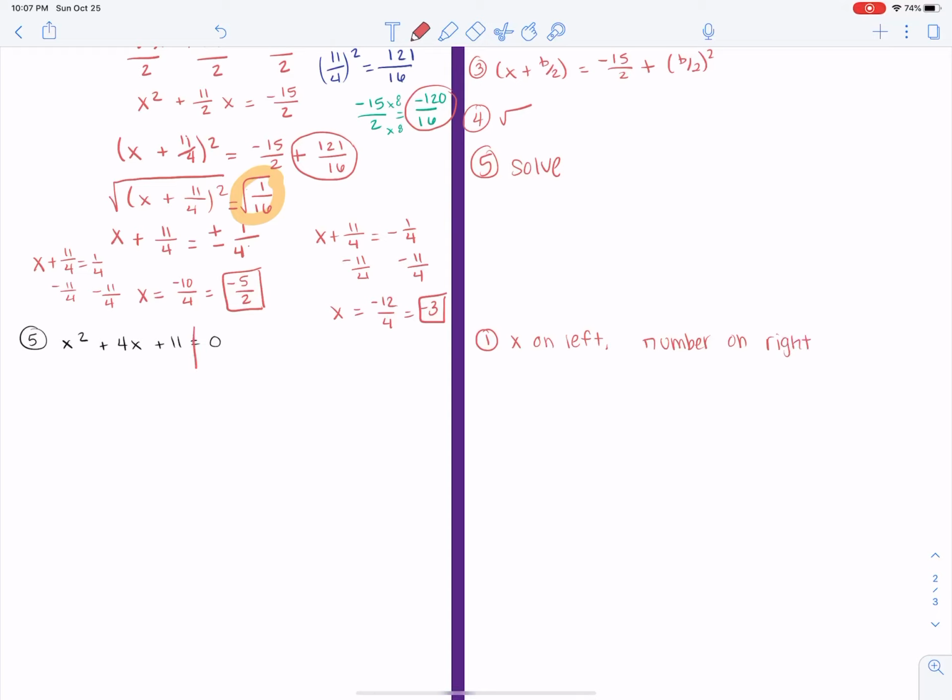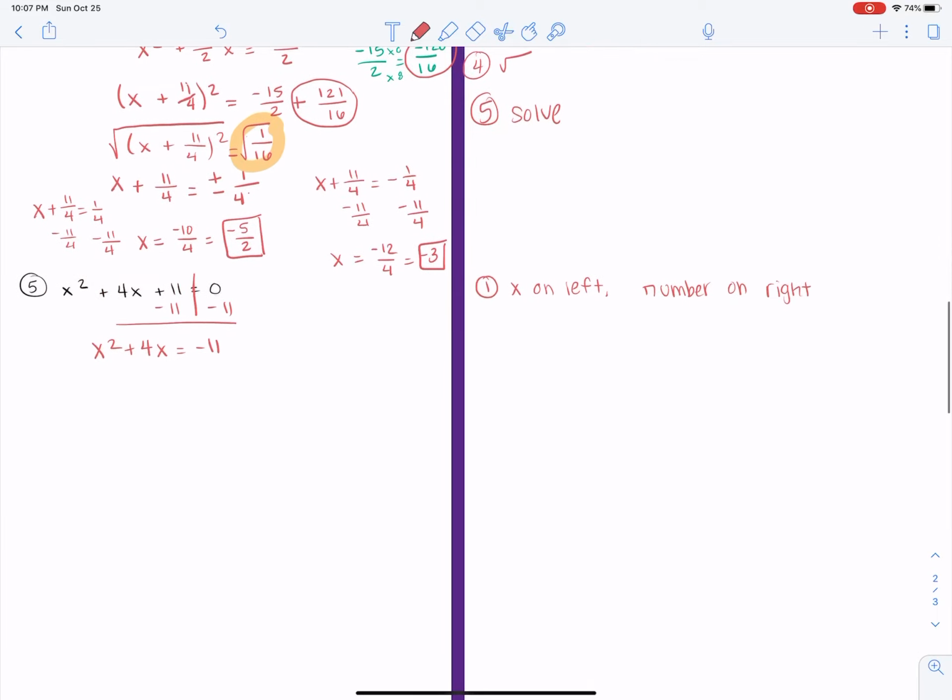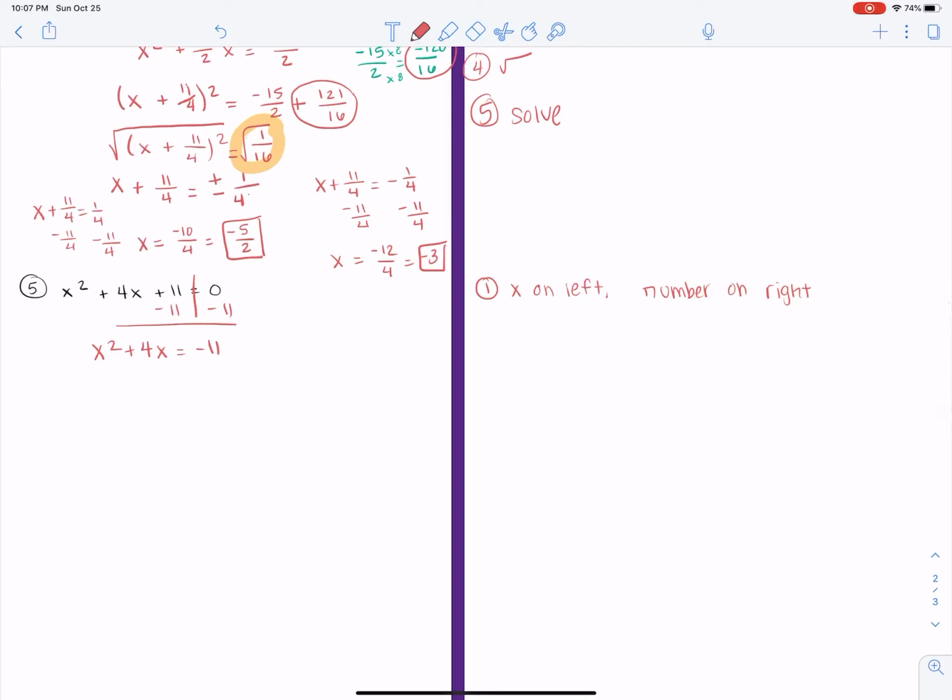So again, mine's kind of set up the same, minus the 11. So x squared plus 4x equals negative 11. And that's different than factoring. If you want to factor, you need it equal to 0. But if you want to do completing the square, you need x's on left, numbers on right. All right, step 2. We're going to divide by a.